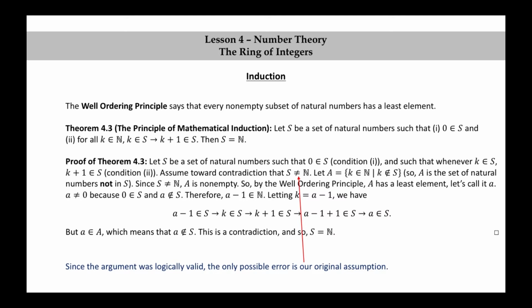Again, since the argument was logically valid, the only possible error here is our original assumption that S is not equal to n. Therefore, the negation of our original assumption must be true. That's how we got that S is equal to n.